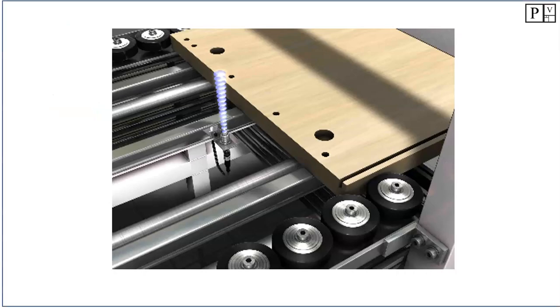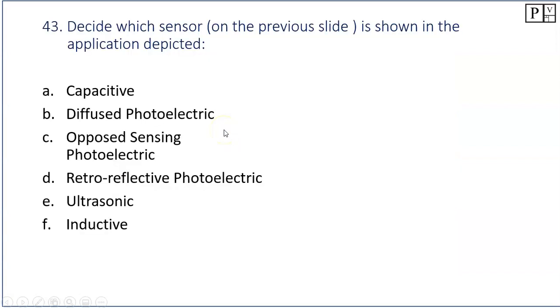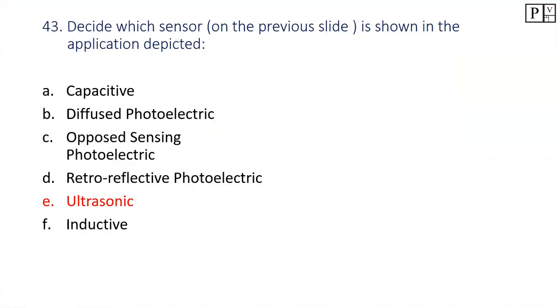And let's take a look at this guy right here. Whenever you see these guys, this is a sound wave that's coming out. So we have a thing from IKEA coming through, and it looks like the ultrasonic sensor is mounted on the bottom to keep track of each piece that's going through there. Oftentimes you'll have a diffuse sensor or an ultrasonic, but we can see here that it's sending out a sound wave. So let's go with the ultrasonic sensor.